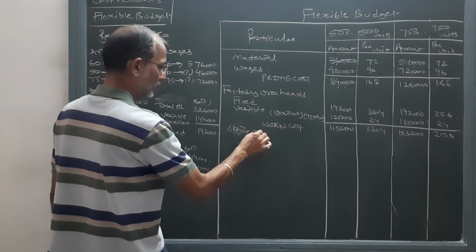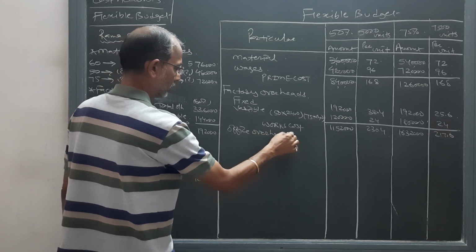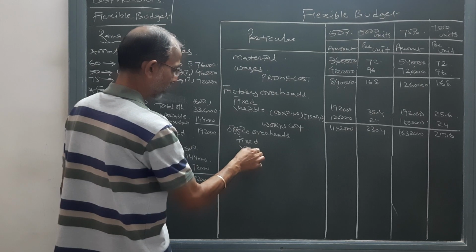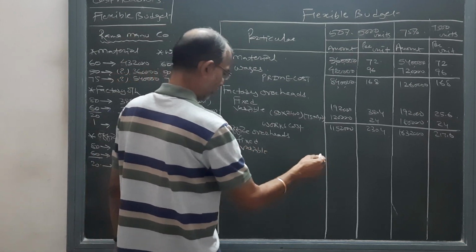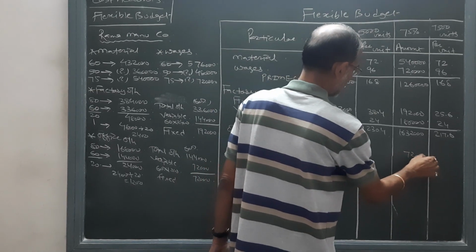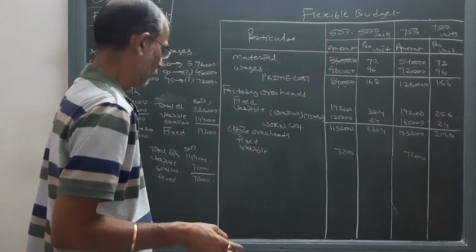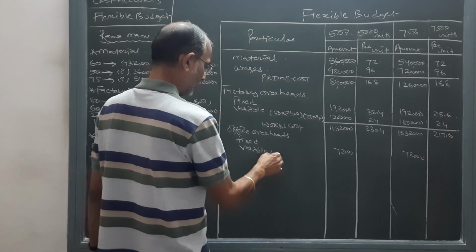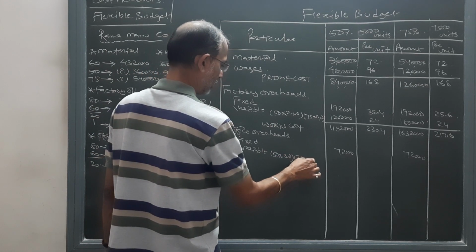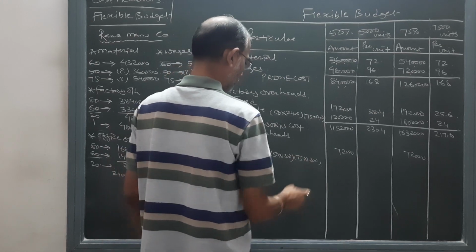Now office overheads, fixed and variable. Fixed is 72,000 at both capacities, while variable is 50 into 1,200 and 75 into 1,200.